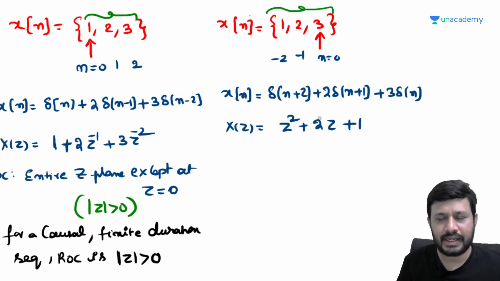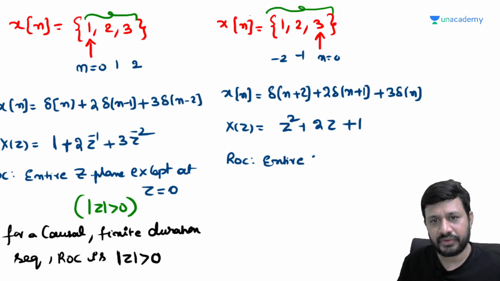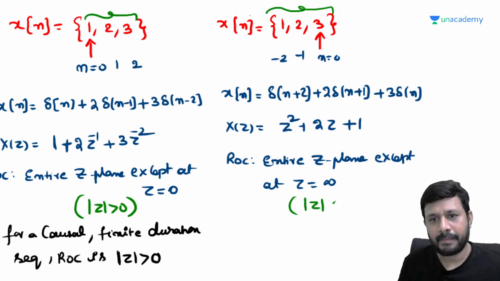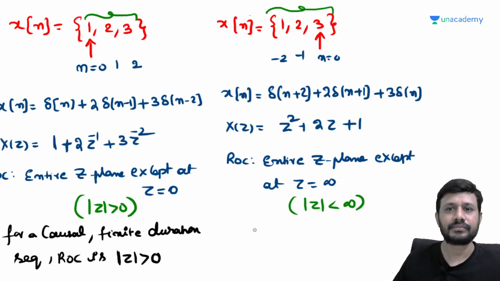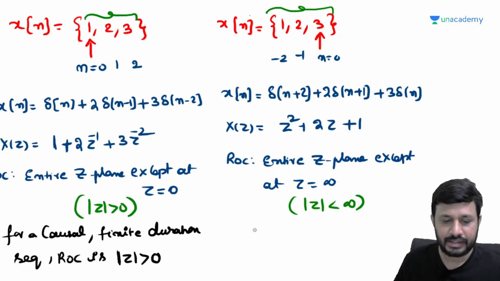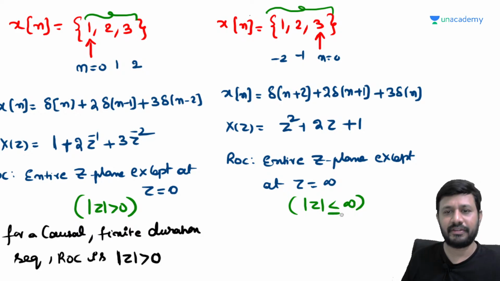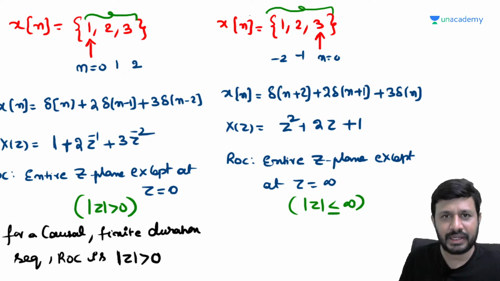So ROC must be entire Z plane, but if I substitute Z is equal to infinite, it blows up, no? So ROC is entire Z plane except at what? Except at Z is equal to infinite. Except at Z is equal to infinite means you can write like this: mod Z less than infinite. And remember, if you are writing mod Z less than or equal to infinite means entire Z plane again. If I remove this equal sign, it becomes entire Z plane except at Z is equal to infinite.